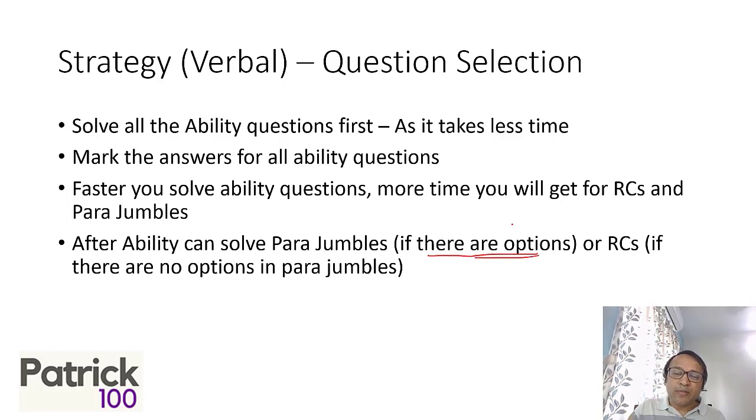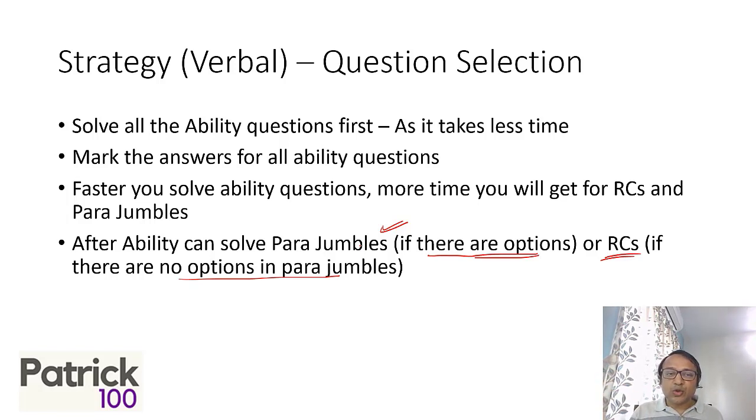After you finish ability, you can go to para jumbles if there are options, which is likely, because as I mentioned, last year there were no options for para jumbles, but this year there are options, so likely there will be options. So go to para jumbles first and then RCs. If by chance there are no options for para jumbles, then first RCs and then para jumbles, because para jumbles without options are a little tough to get right, with many combinations possible. So this is the general paper pattern.